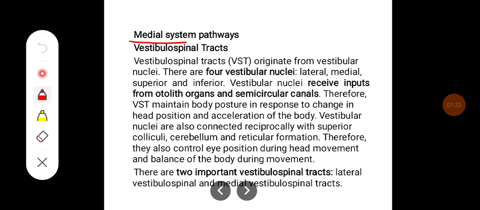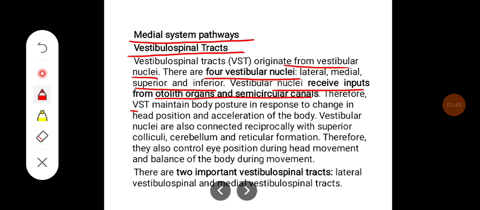Coming to the medial system pathways, first is the vestibulospinal tract. The vestibulospinal tract originates from the vestibular nuclei. There are 4 vestibular nuclei: lateral, medial, superior, and inferior. The vestibular nuclei receive input from the otolith organs and semicircular canals. Therefore, the vestibulospinal tract maintains body posture in response to changes in head position and acceleration of the body.